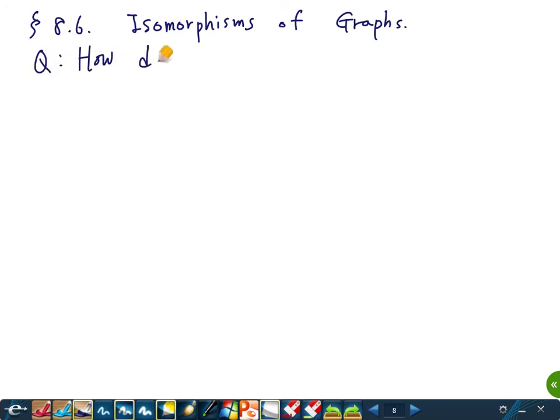8.6, isomorphism of graphs. So this is in fact an important concept. The main question is, how do we distinguish graphs? So graphs are just pairs of sets, vertex set and edge set. How do we say that these two graphs are the same or these two graphs are different?